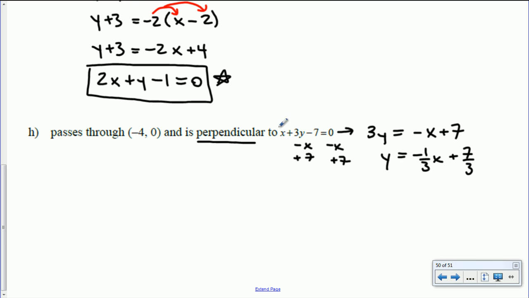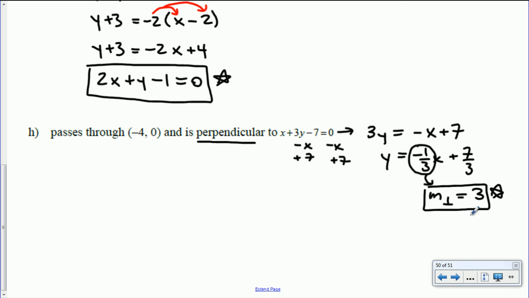I didn't really need that piece because I need something that's perpendicular to this. So my slope perpendicular to this slope would be, well, flip these numbers and make it positive. It's currently negative, let's make it positive, and the numerator switches with the denominator, so we get just positive 3.